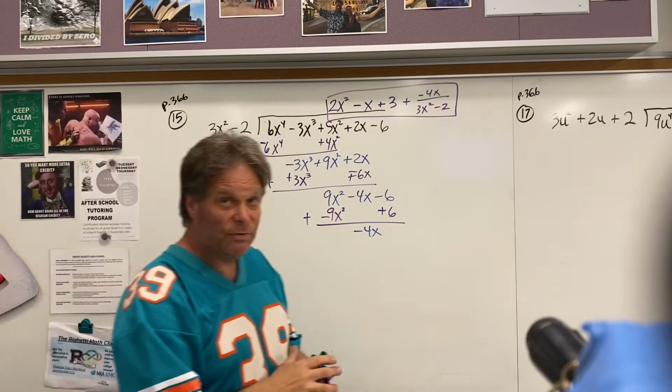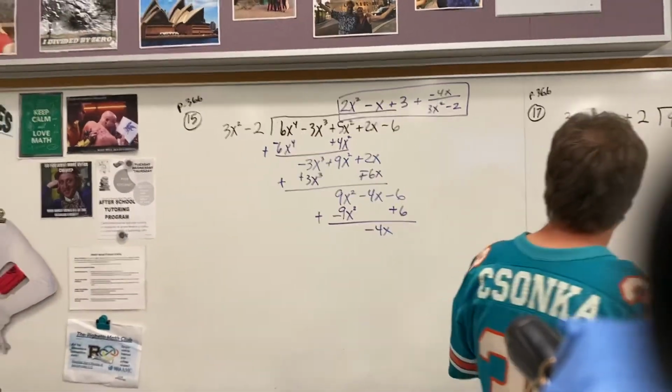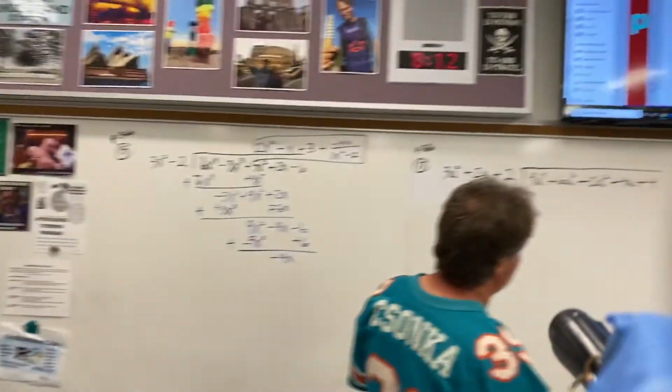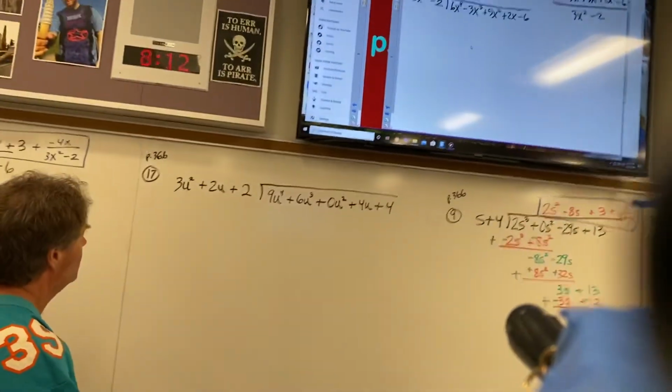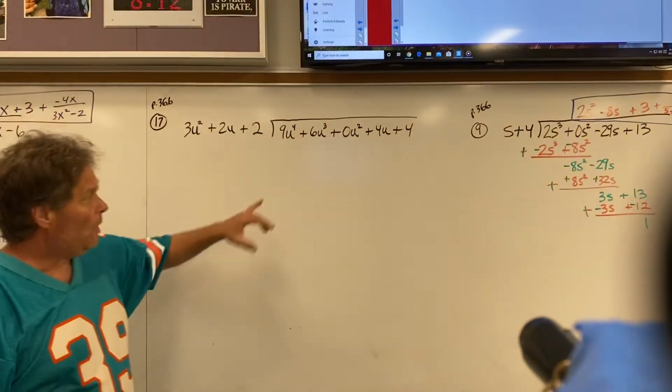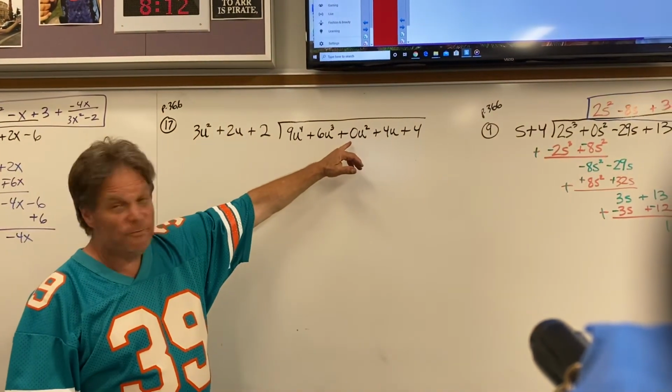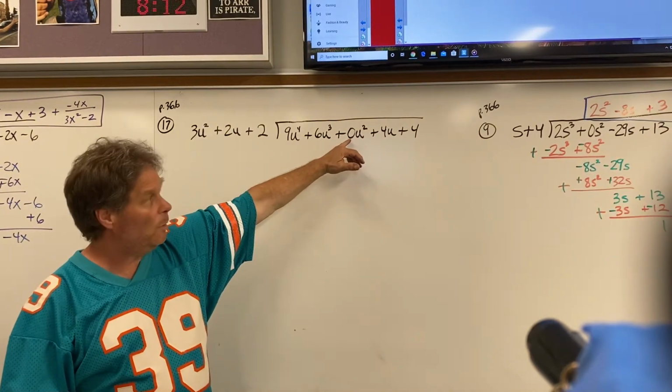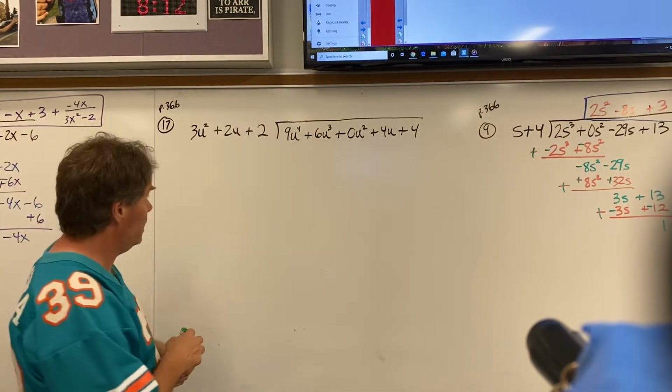Number 17 is, notice I put the 0u squared in there. Very important to put that 0u squared in there. Okay, and here we go.